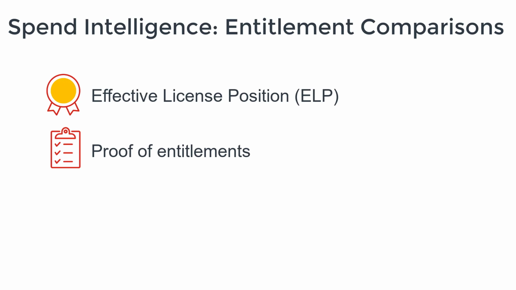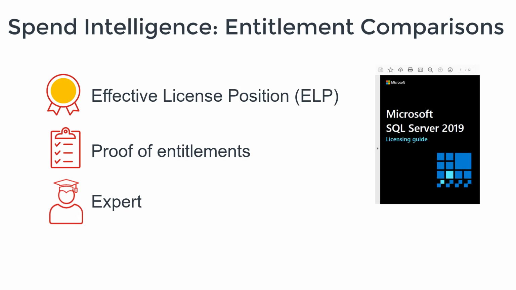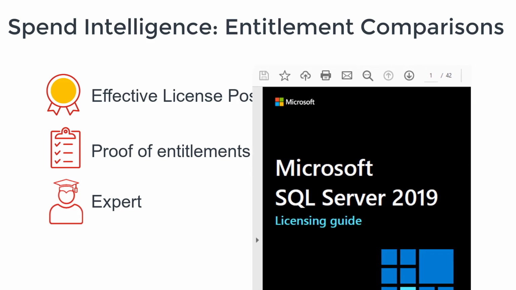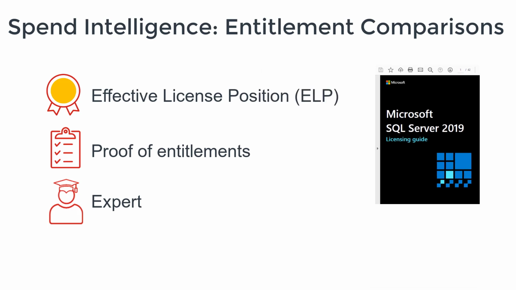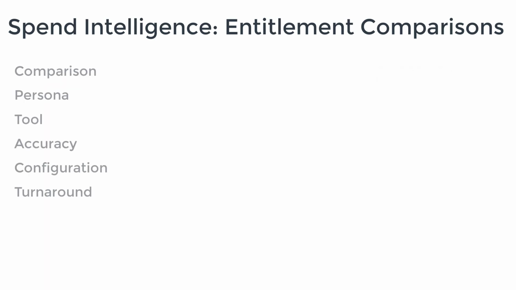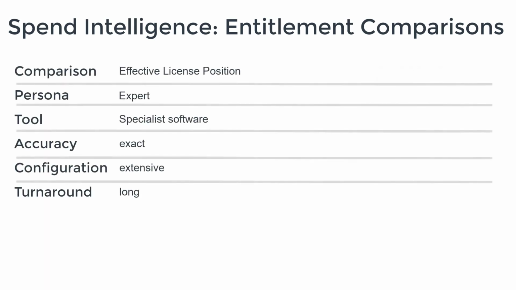To create an ELP, you typically need to involve an experienced and knowledgeable licensing expert using specialist software, because licensing rules can be very complex. For example, the Microsoft SQL Server 2019 licensing guide that you can download from Microsoft's website is 42 pages long. And that's just for one version of one product from one vendor. You can see why determining your license position for all products on your estate is not a trivial job.